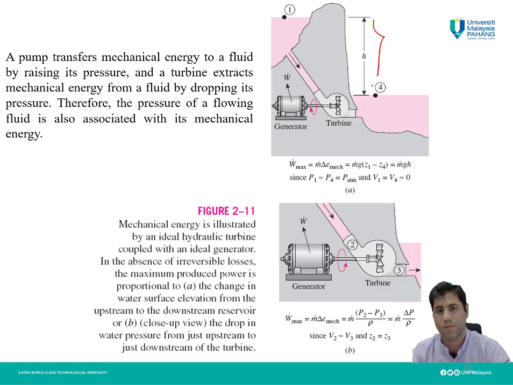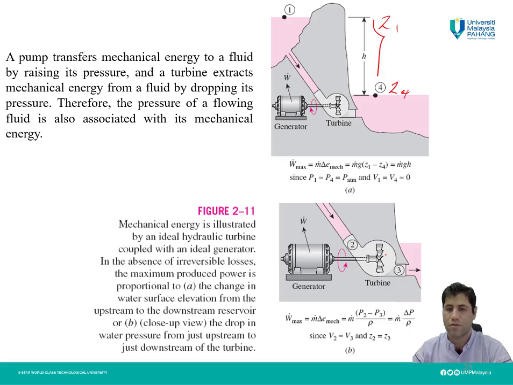Simply because of Z1 and Z4, we can write this equation. You can see here this distance is h. So the maximum work rate is m dot g h, because P1 is equal to P4, equal to P atmosphere, and V1 is equal to V4.